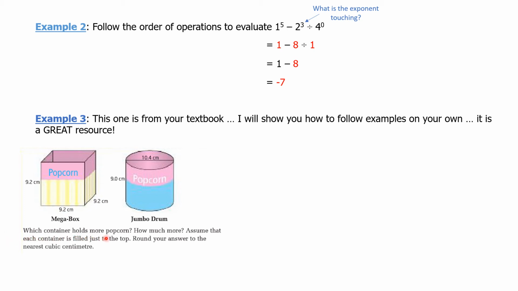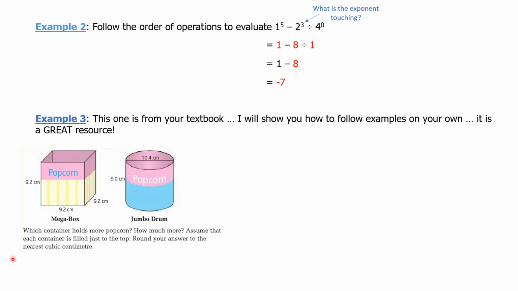Which container holds more popcorn? How much more? Assume that each container is filled to the top, just to the top, so it's not overflowing. Round your answer to the nearest cubic centimeter. So we've got this popcorn container and this popcorn container, mega box and jumbo drum. And which one holds more?